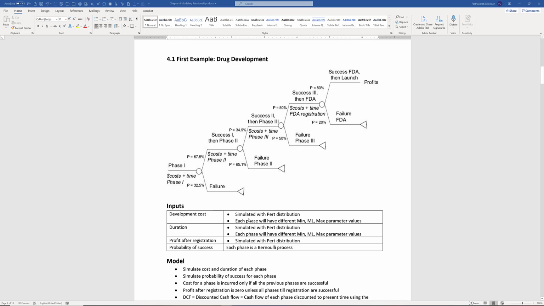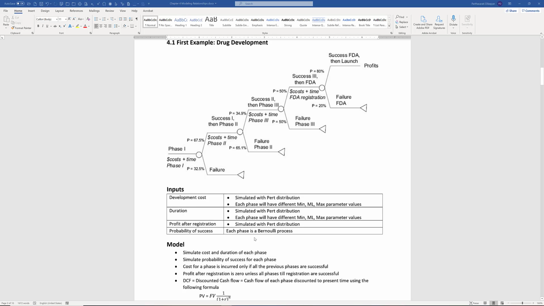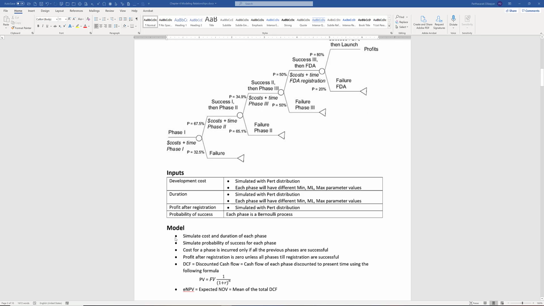And then once we set up the model, we run the simulation for repetitions. Here is the overview of the model. We're going to simulate the cost and duration of each phase, and then simulate whether it's going to be a success or failure. Once you launch the phase, the cost is going to occur no matter what, and that cost needs to be discounted back to the present time. The Bernoulli process will determine whether there are going to be no more cash flows, which means it's a failure and you abandon, or it is successful and you go on to the next stage.